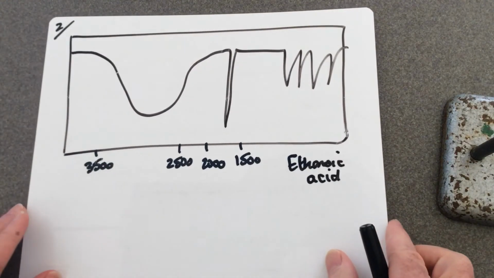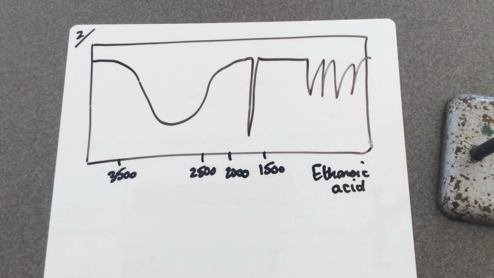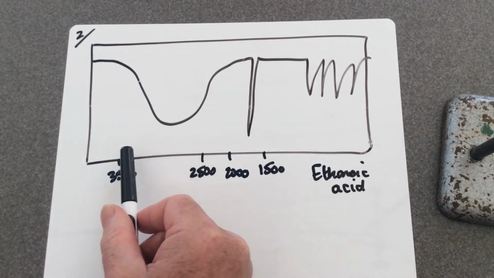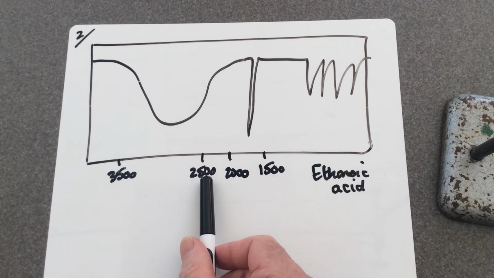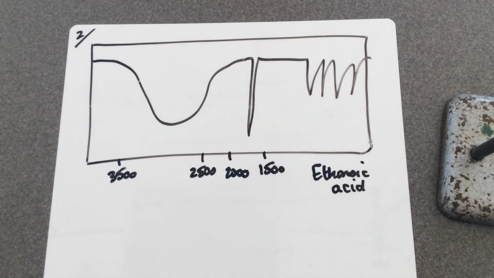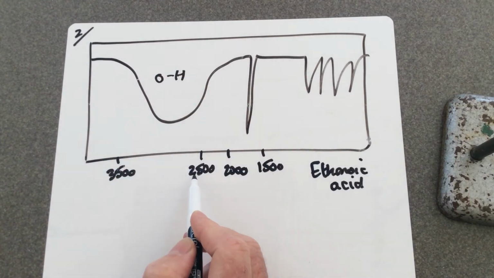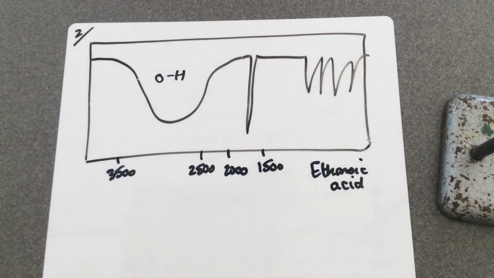In our second example, well, guess what? There's a broad absorbance in the region somewhere between 2,500 and 3,500. Now, I imagine that that is going to be an OH bond, but because it's broad and it starts at a lower value, 2,500, I'm already thinking about carboxylic acids, the OH bond in a carboxylic acid.